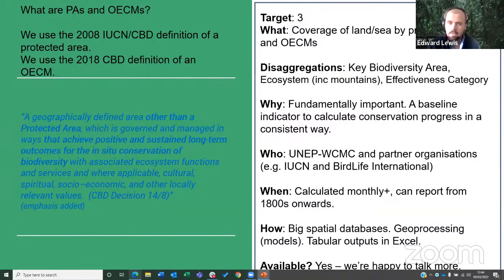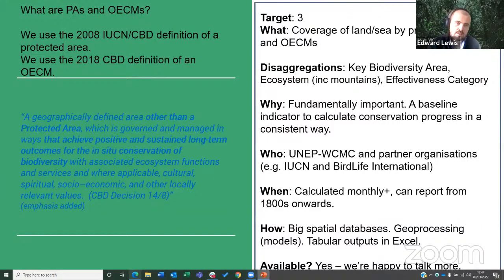I hope many, if not most of you, have heard of OECMs or are familiar with them, but these are other effective area-based conservation measures. Bit of a mouthful, but they are incredibly important. With protected areas, we use a definition from all the way back in 2008, but with OECMs, the agreed definition in the CBD is only from 2018, so relatively recent, but it's been around for a few years now.